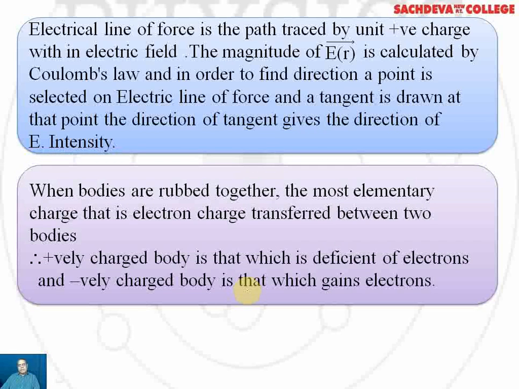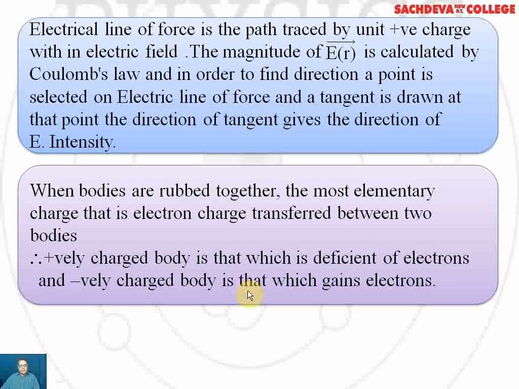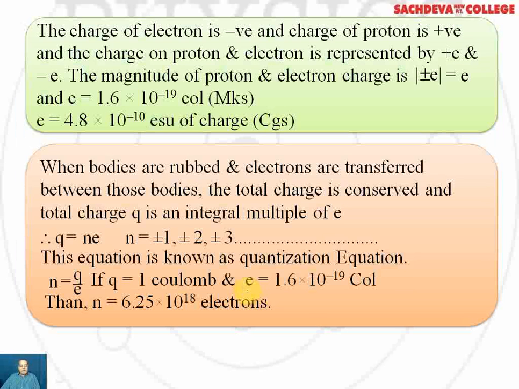Now, the next thing we will remember is that when bodies are rubbed together, electrons transfer from one body to another body. So a positively charged body is one in which there is a deficiency of electrons, whereas a negatively charged body is one which has an excess number of electrons. If we compare their masses, we find that the mass of the positively charged body is comparatively less than the mass of the negatively charged body.